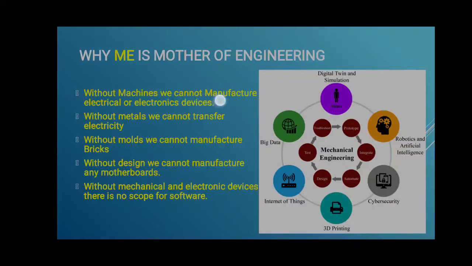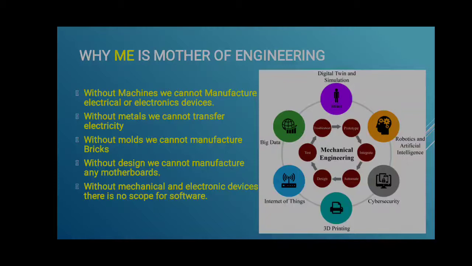Without machines, we cannot manufacture electrical or electronic devices. You can see electrical devices such as switches, wires, and small devices fitted in the iron box. There are a lot of electrical devices, and those parts are all made by machines. Where do you get those machines? Those machines are made, and these are very precise machines which manufacture those electrical devices.